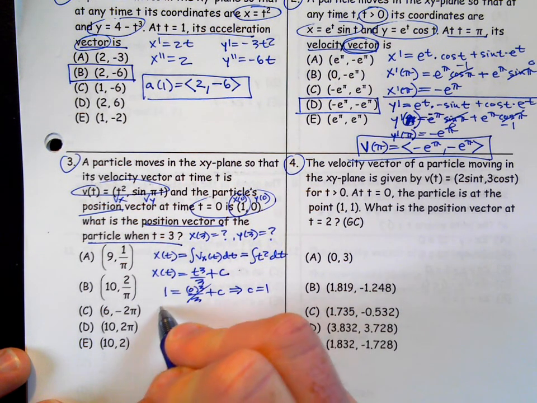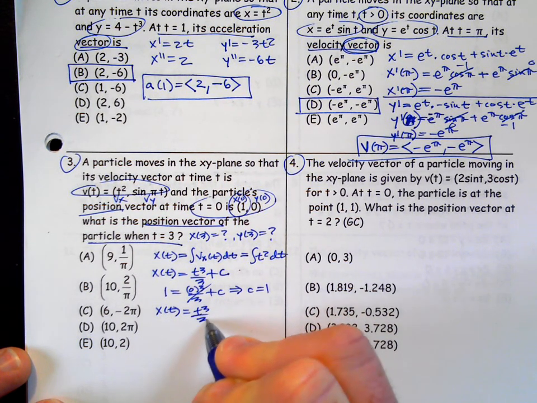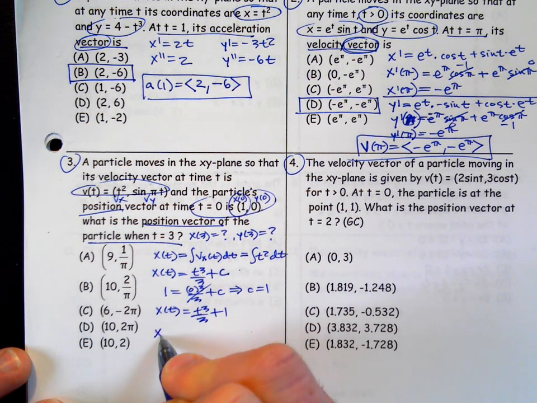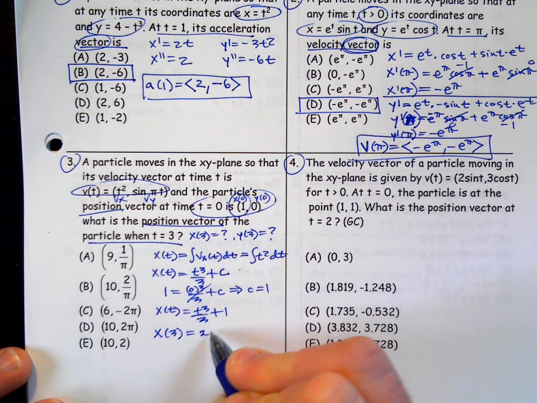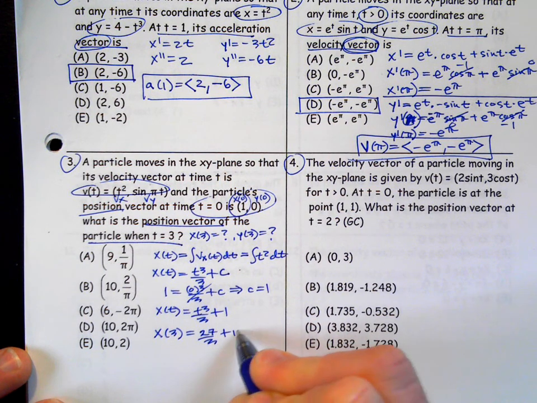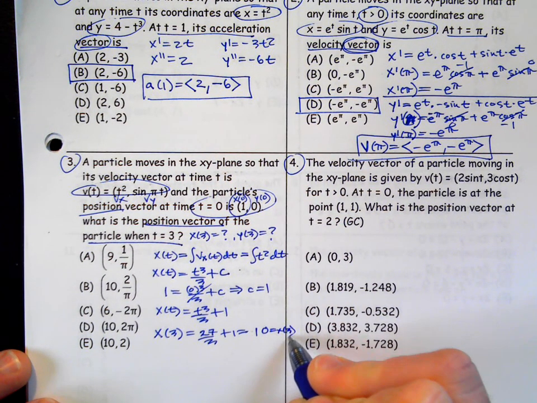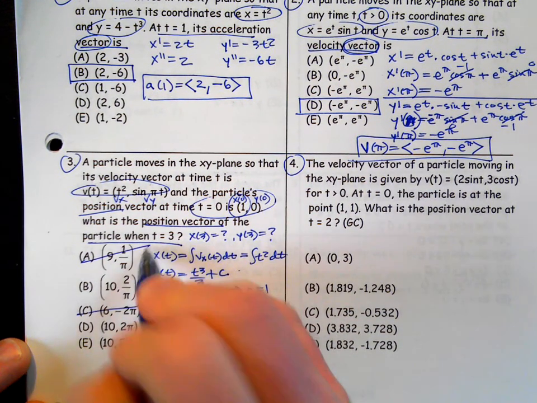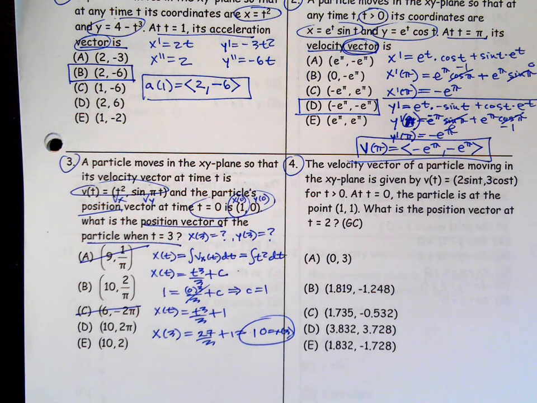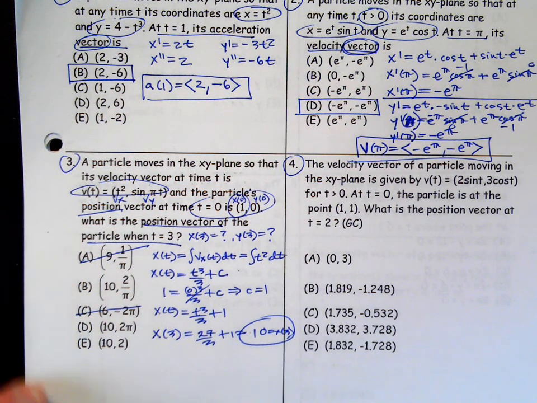And so then x of t equals t cubed over 3 plus 1, and then we can plug any time we want into it. And we get 27 over 3 plus 1 equals 9 plus 1, which is 10. And so that's half your answer. Now, with that, we could eliminate C and A if we feel confident. It's got to be B, D, or E. And then you're going to do the same thing for y.